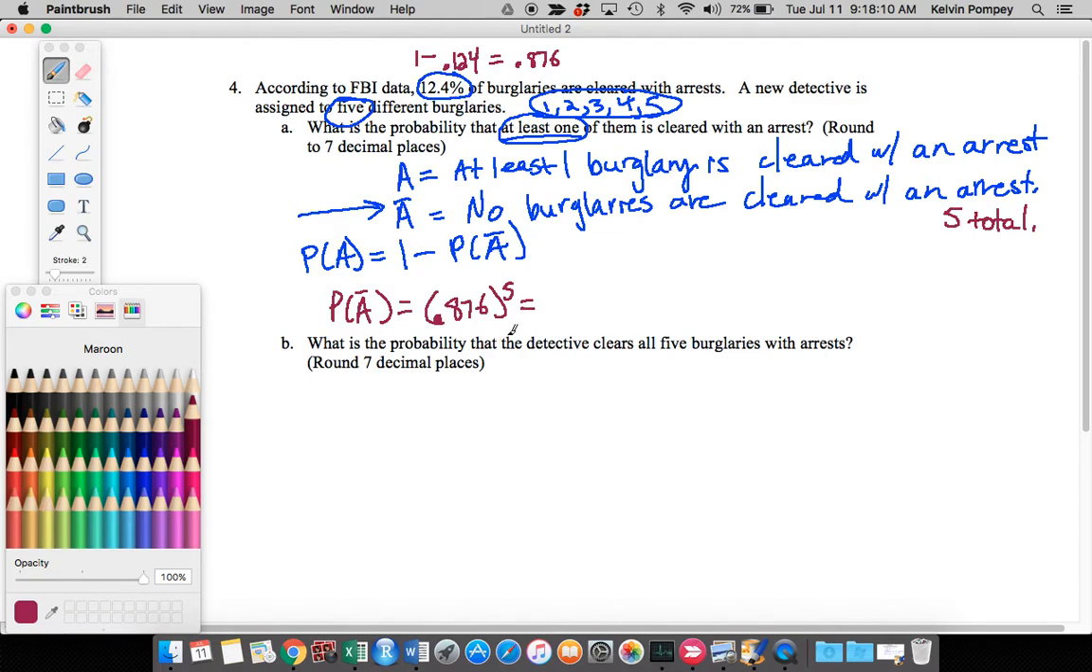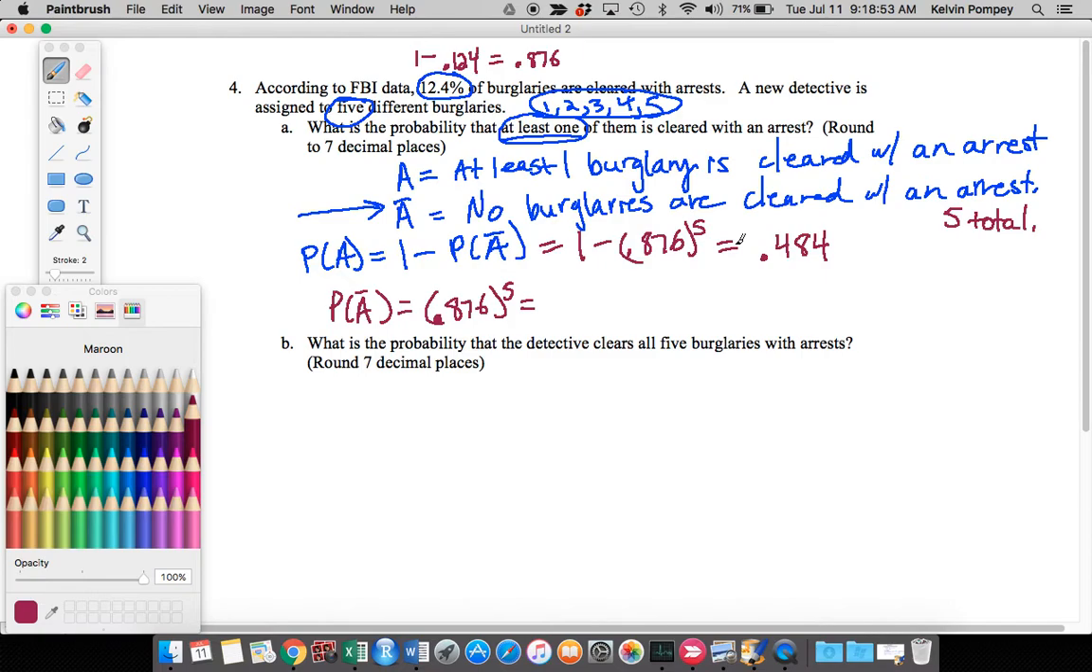And so if I want to know the probability of at least 1 burglary, which is 1 minus the probability that there are no burglaries cleared with an arrest in that 5, then I do 1 minus 0.876 raised to the 5th, and I get that probability is 0.484. Okay? So I used the fact that there's a relationship between an event and its complement, and since the complement is a lot easier for me to calculate, I calculate the probability of the complement, subtract it from 1, and then I get the probability that at least 1 burglary is cleared with an arrest.